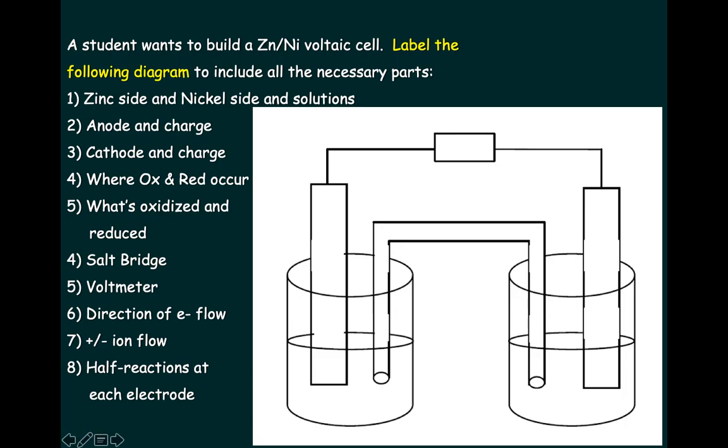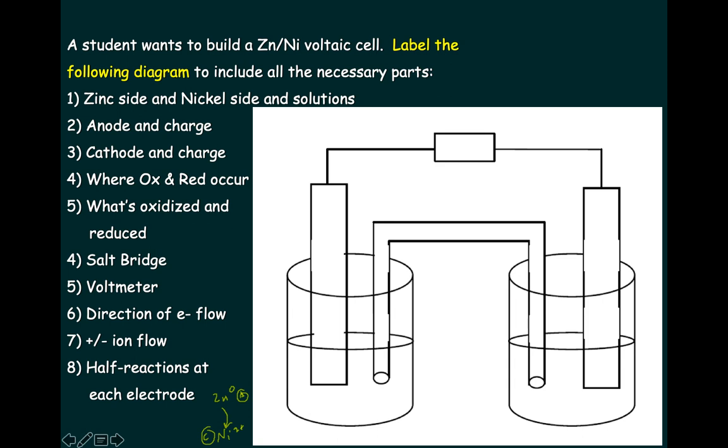Okay, so here we have an example of this. We'll label some of the parts here, and let's just say we want to build a zinc-nickel cell. The first thing to do is look at table J, and we're going to see that zinc 0 is above nickel. Since zinc is above nickel 2+, we're going to have zinc being the anode and nickel being the cathode. So we could set up our cells the way we want.